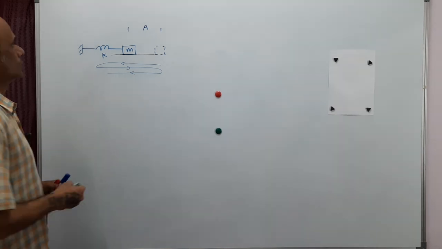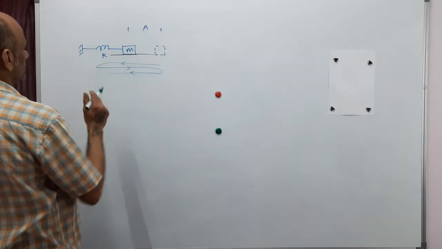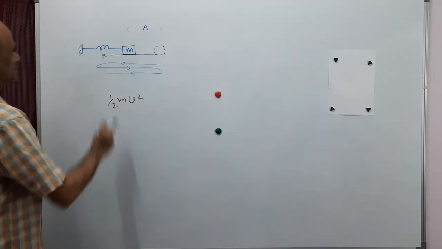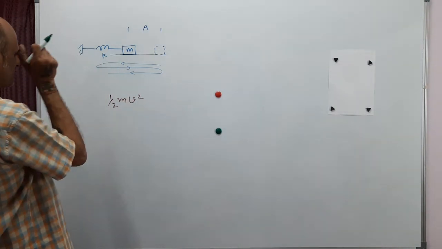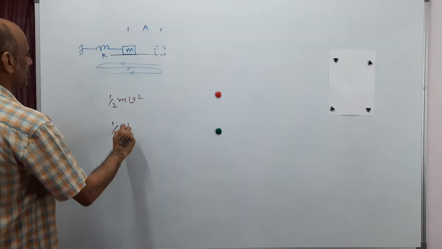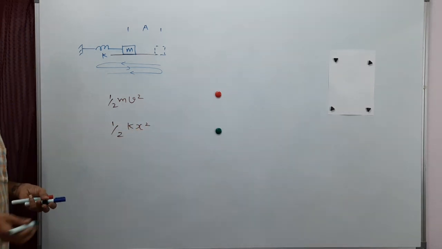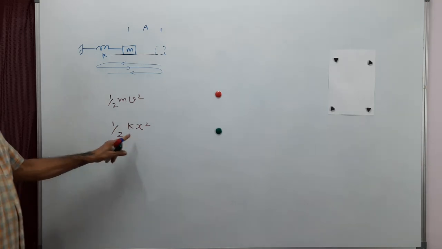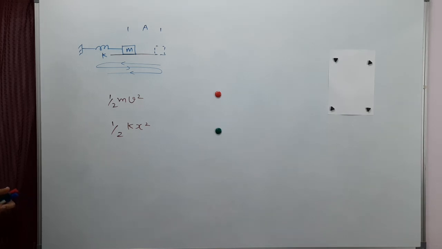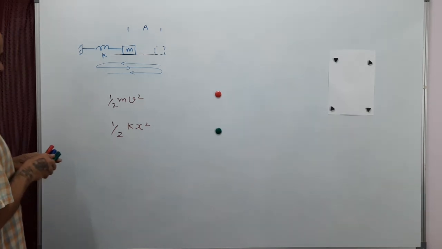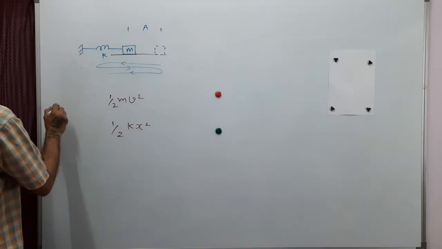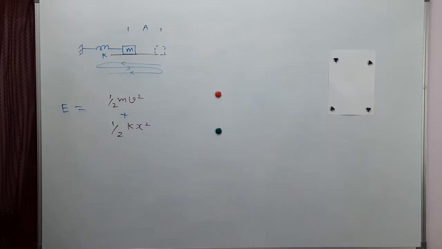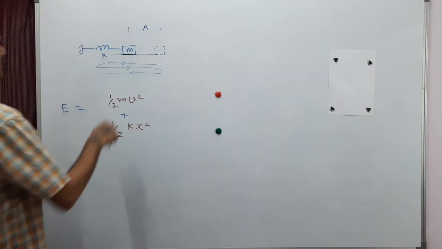So in this system, there are two forms of energy. When this mass is moving, it will have a kinetic energy half m v square, where v is the velocity of this mass. And this spring will have a potential energy stored in it, half k x square, where x is the compression of the spring from the natural relaxed position. When the spring is relaxed, x is 0. When it is stretched or compressed by an amount x, the energy stored is half k x square. So the total energy is the sum of these two, and this is a constant. But as it moves, there will be exchange between these two terms.